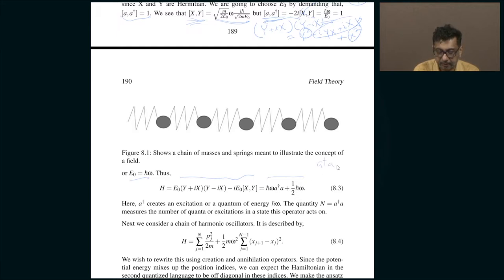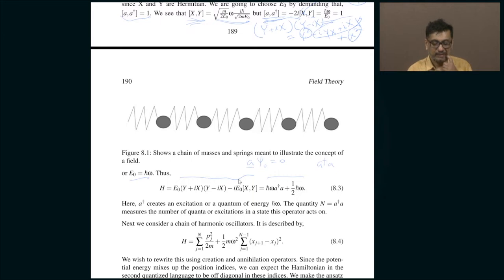See, A dagger A is clearly non-negative because it has the form of Z star Z. If Z was a complex number, clearly Z star Z is a real number which is not negative. Similarly, A dagger A is a Hermitian operator which has non-negative eigenvalues. So, you can suspect that if you can find a state which is annihilated when A acts on it, then that will be the ground state, because A dagger A cannot have an eigenvalue smaller than 0. So, clearly if 0 is a possibility, that should be the lowest eigenvalue.